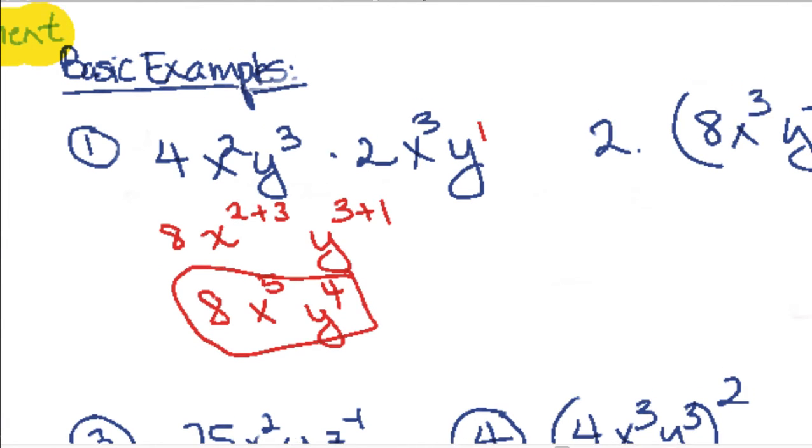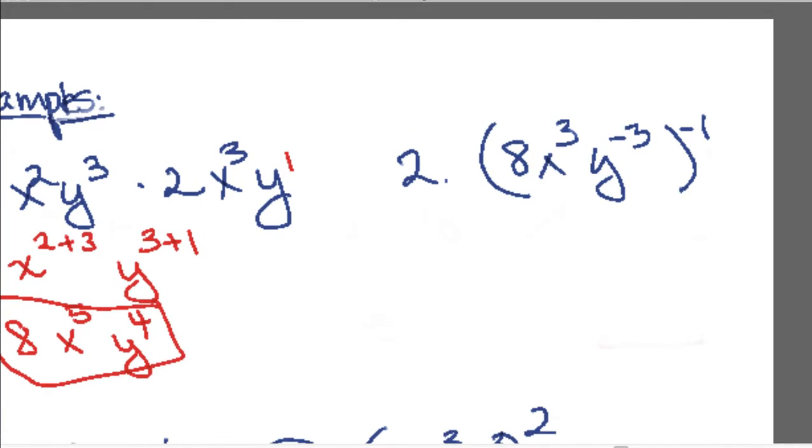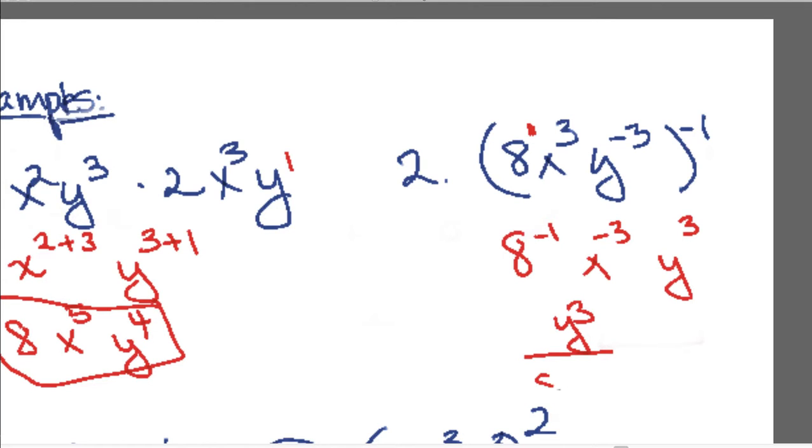Let's look at this example here. If we have a negative exponent, don't forget the 8. The numerical coefficient has a 1 exponent, so it would be 8 to the negative 1, x to the negative 3, y to the positive 3. Then we would take the negative exponents and flip them to the denominator to get our final answer with positive exponents once they've moved down.